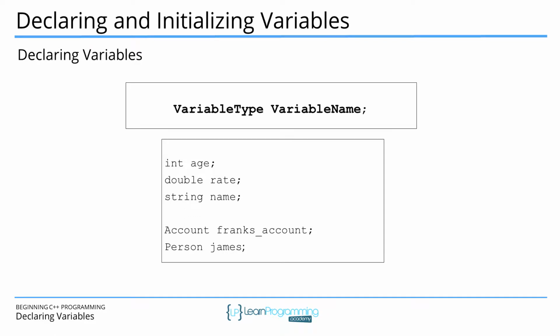The syntax for a variable declaration in C++ is very simple. First, you tell the compiler what the type of the variable is. Then you tell the compiler what the name of the variable is. And finally, you terminate the declaration with a semicolon.